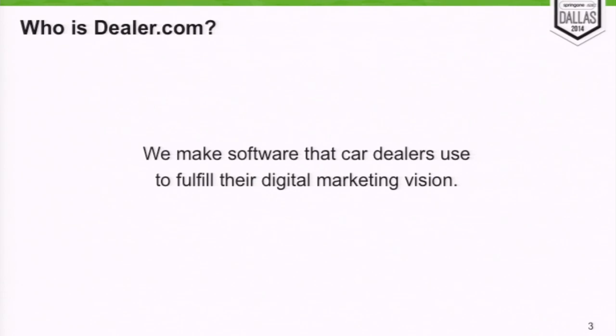Dealer.com is a company that makes software car dealers use to fulfill their digital marketing visions. That sounds like a marketing phrase, and I kind of copied it from our marketing department, but it is really what we do. We provide car dealerships with websites so they can market their cars to their customers as they see fit. They're customizable, and they're also very popular. We have over 12,000 car dealerships using our platform.